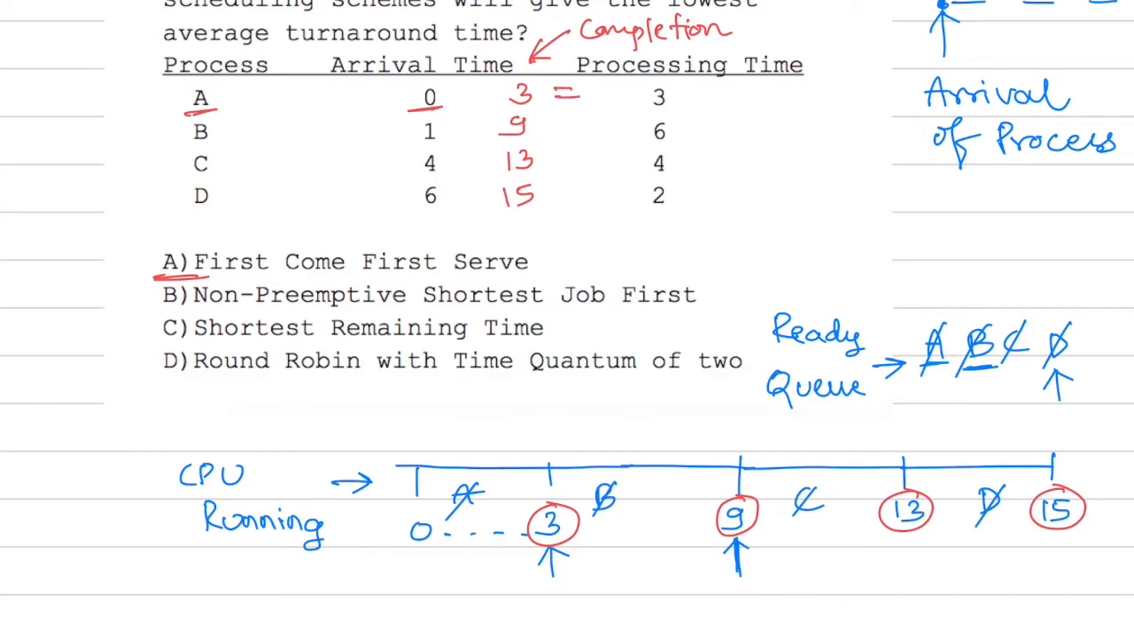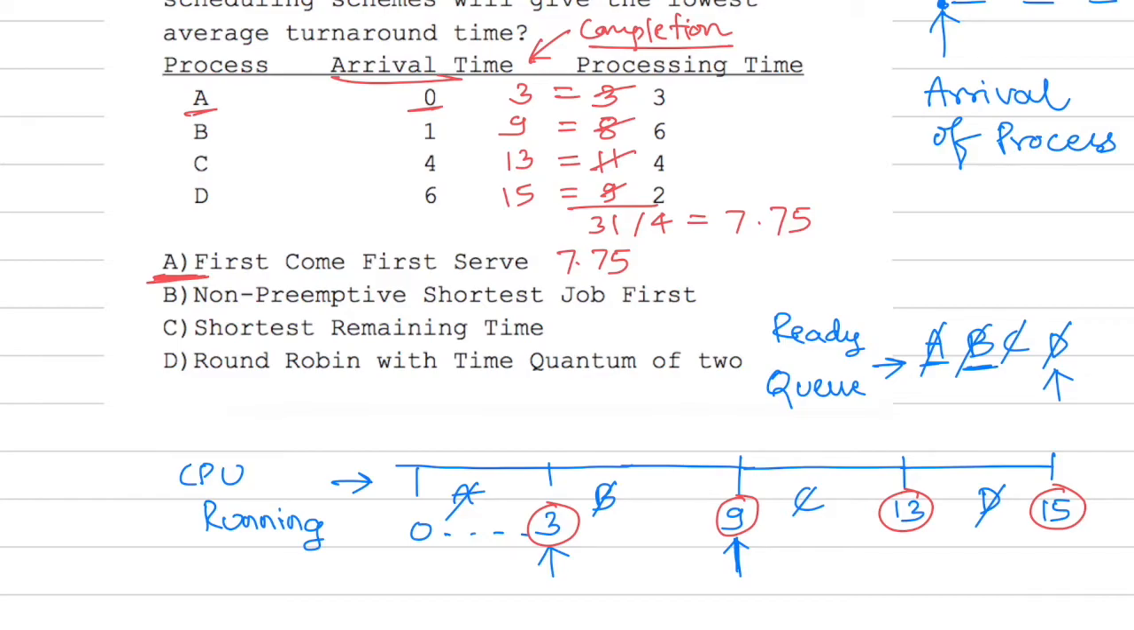Turnaround time is the difference between the arrival time and the completion time. So 3 minus 0 is 3, 9 minus 1 is 8, 13 minus 4 is 9, and 15 minus 6 is 9. So if you do the summation of this, it will be 31. So 31 divided by 4, that is equal to 7.75. So 7.75 becomes the average turnaround time for option A, first come first serve.